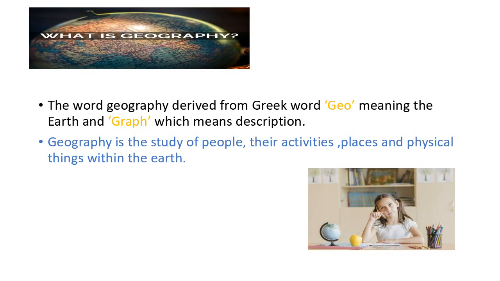Geography is the study of people, that is, human beings and their activities, what type of activities they are performing. It includes agriculture, industry, settlement, constructing buildings, manufacturing, etc. Places in which they are living, and physical things within the earth. Physical things include mountains, plants, plateaus, rivers, oceans, water, volcanoes, cyclones, etc. Hope you are clear with it.